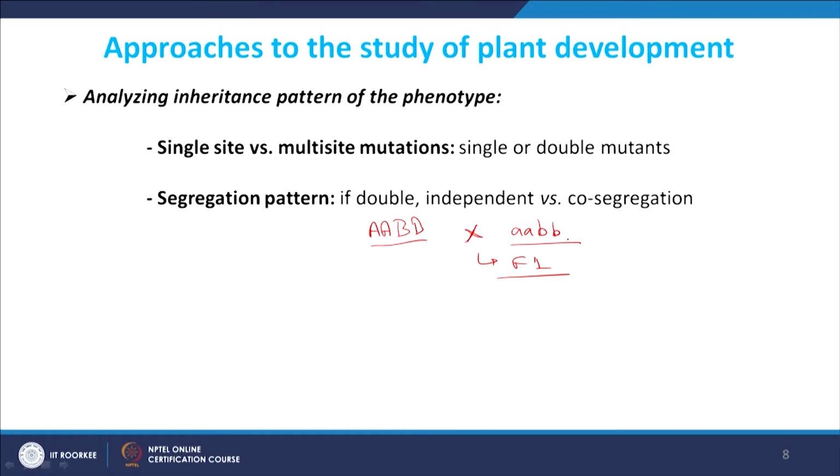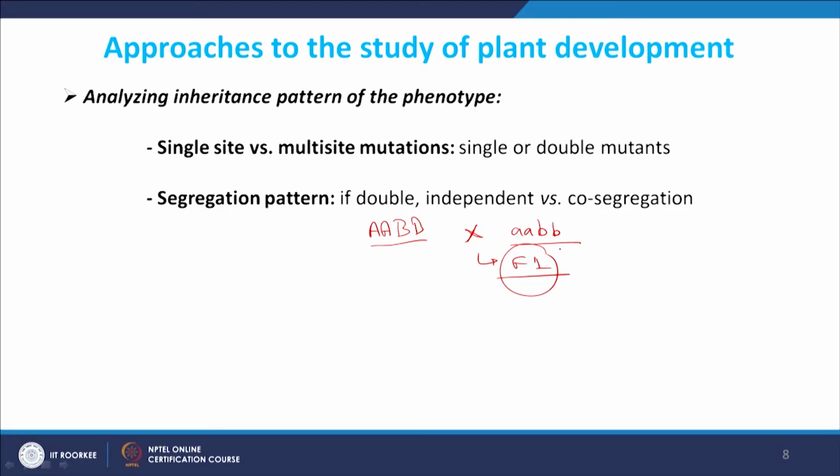This will give an idea whether your mutant is dominant or recessive. If your F1 plants already have the phenotype, it means that your mutants are dominant. If your F1 plants do not display any phenotype, it means your mutants are recessive. And then you go and make a cross, go to the F2 generation, and now it depends on what is the segregation pattern of both the loci.